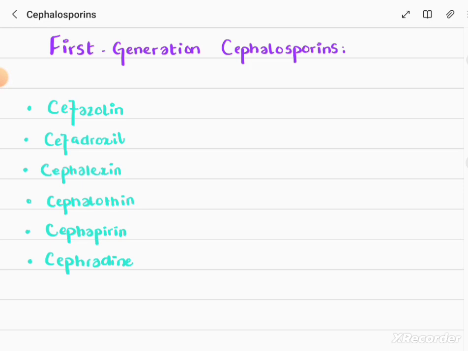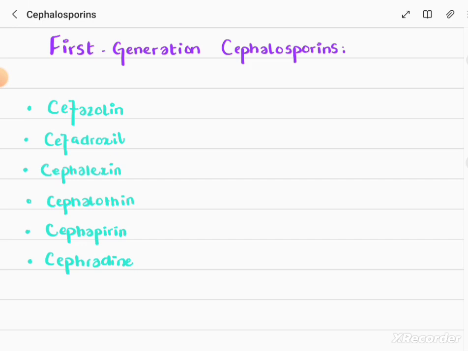We have cefazolin, cefadroxil, cephalexin, cephalothin, cefapyrin, and cephradine. The names are a bit difficult to remember, but you'll have to find some way to remember them, because these 6 drugs come under the first generation. They share a common antimicrobial spectrum. That is why they are placed in the first generation cephalosporins.